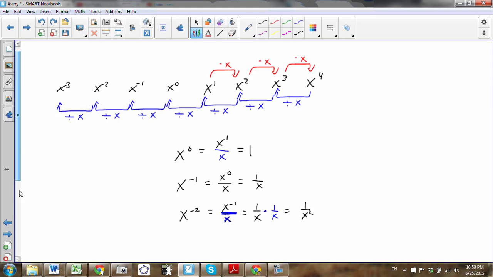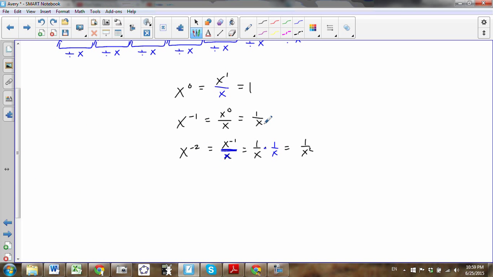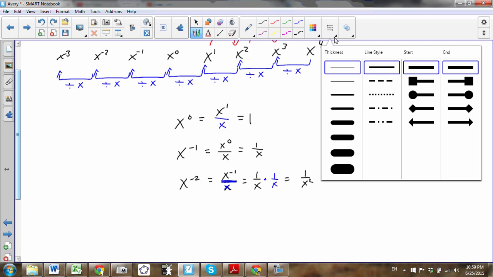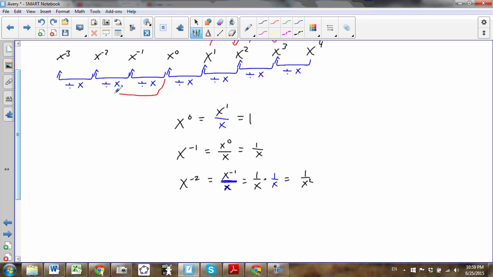And hopefully you see the pattern. X to the negative 1 power is 1 over x to the first power. X to the negative 2 power is 1 over x squared. In other words, if I take these two together, dividing by x twice, that's dividing by x squared. So it's 1 divided by x squared. And I can go even further.